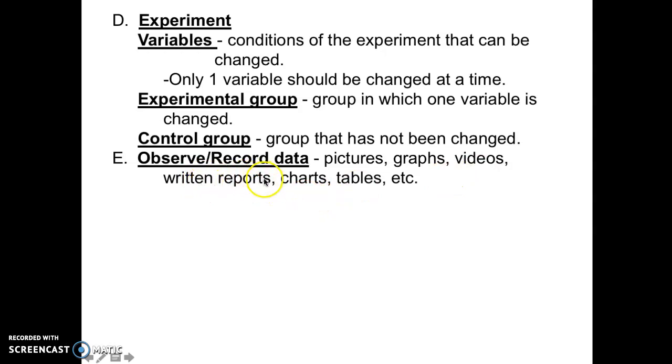Written reports, we've got to write it out, and scientists are just as bad as students. They don't like writing things down, but it's very important to write things down, because you hate to find, say, a cure for cancer, but then you didn't write down exactly what you did, and so you can't do it again, and that's not good. I may draw some kind of chart or table, graphs, tables with information, readings, and so forth. All those are things we might do to observe or record the data. Keep a record of that.